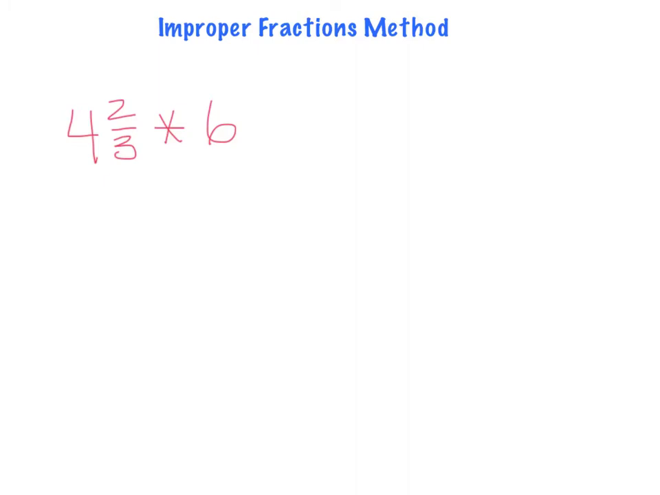Okay, now I want to show you another method for multiplying fractions and mixed numbers, and that's to turn them both into improper fractions and then multiply the numerators and multiply the denominators. So I'm going to first turn 4 2/3 into an improper fraction. To do this, remember that I multiply 4 times 3, because 3 is how many parts are in a whole.